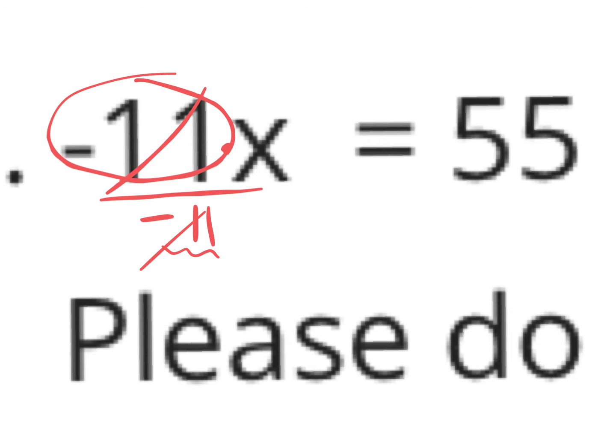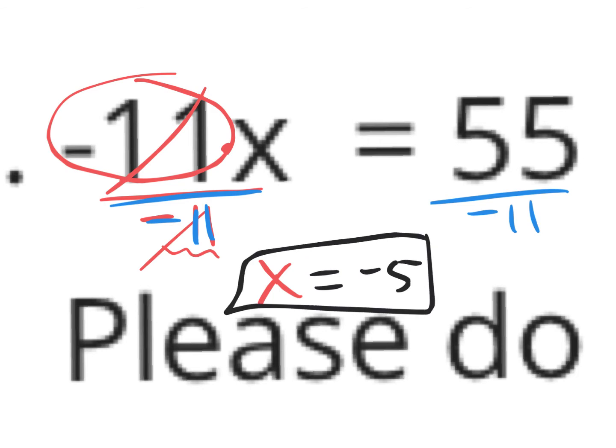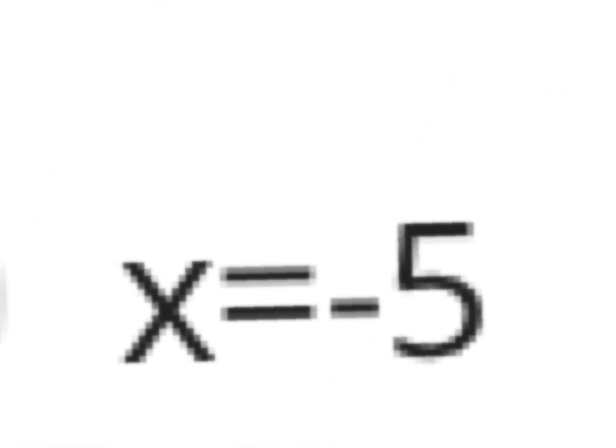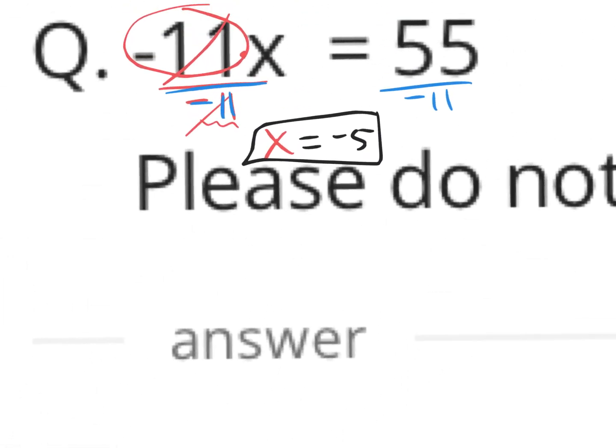So what do we really have? You have a positive 1x. You don't need to put the positive 1. But again, what you do to one side, if you divided by negative 11 over here, which we did, you must divide by negative 11 over there, which means that you have x equals negative 5. That's your final answer. Let's check that answer right here. And as you can see, x equals negative 5. That is the answer that we have right there.